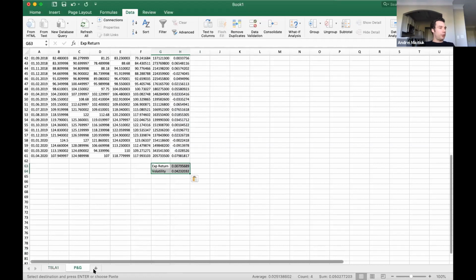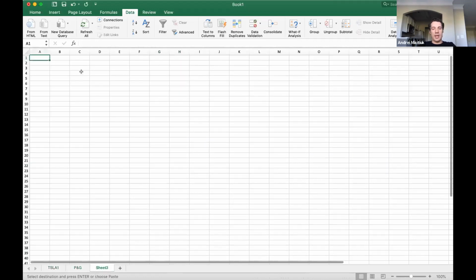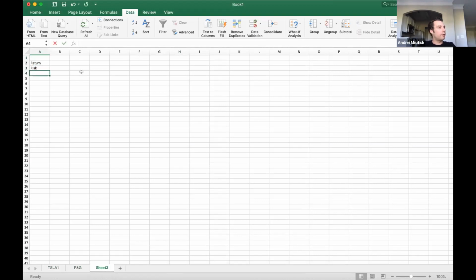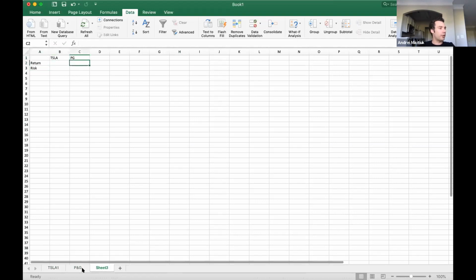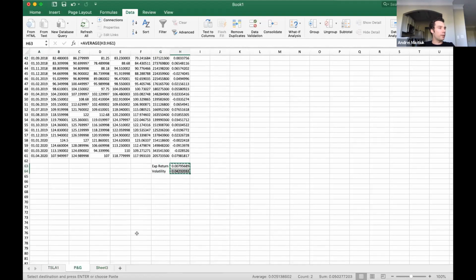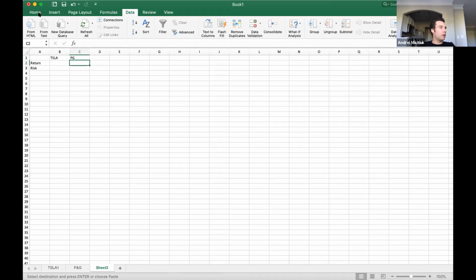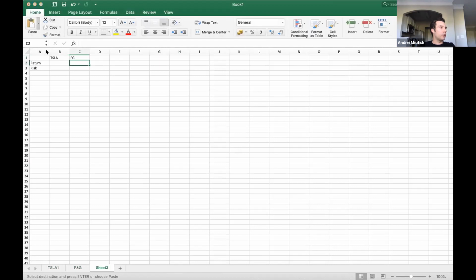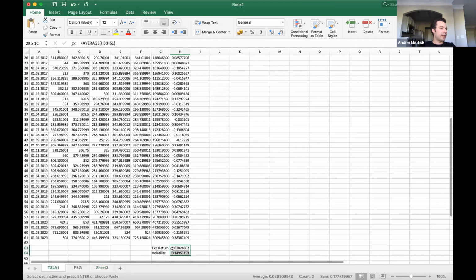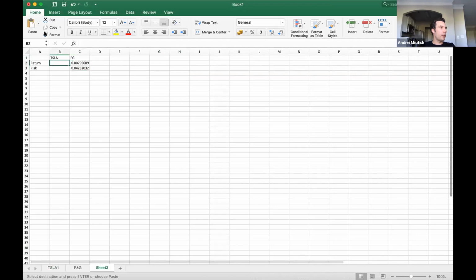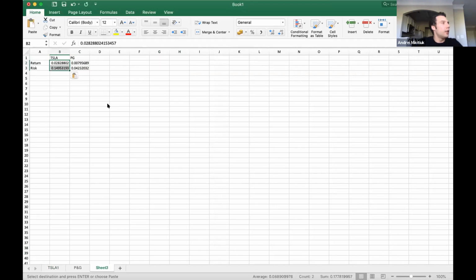I will just copy paste that so that I don't have to copy formulas. Okay, so now we have two stocks. I have return, I have risk, I have Tesla, and I have Procter & Gamble. I will copy them to one sheet so that we can look at them side by side and see if that makes sense.